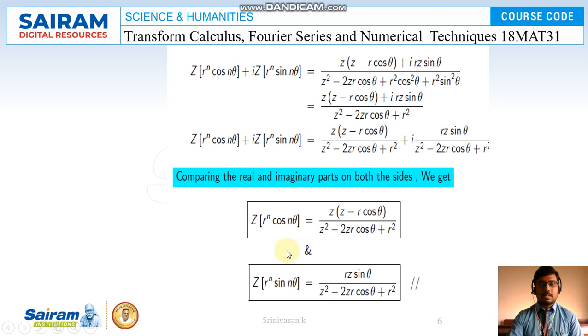Sometimes they will ask what is the value of Z of a^n cos n theta. Z of a^n cos n theta is nothing but z(z minus a cos theta) divided by z square minus 2 z a cos theta plus a square. And Z of a^n sin n theta is the same, replacing r equal to a. So a z sin theta divided by z square minus 2 z a cos theta plus a square. So replace r by a, we get the value.